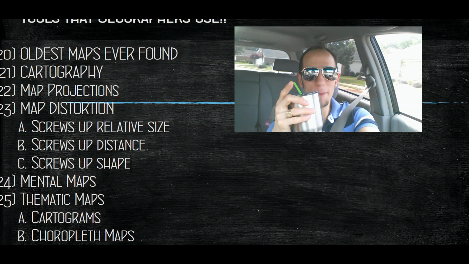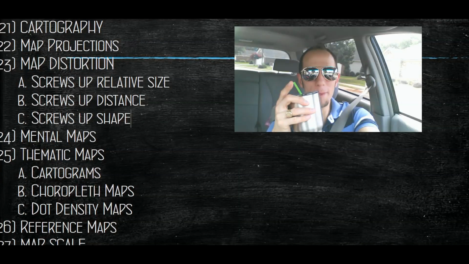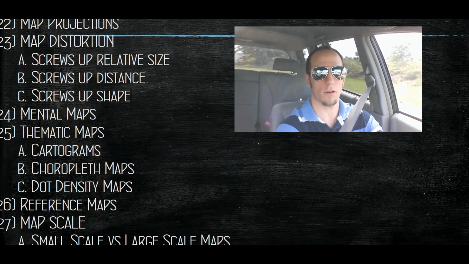So keep in mind that distortion is there, but different map projections are intended for different types of use. They are intended to show you maybe one or two facets of geography, not the whole thing at once. And so it's important that you know what the map projection is attempting to do.